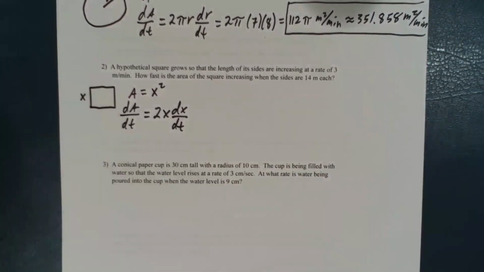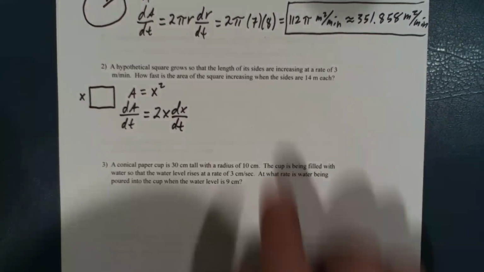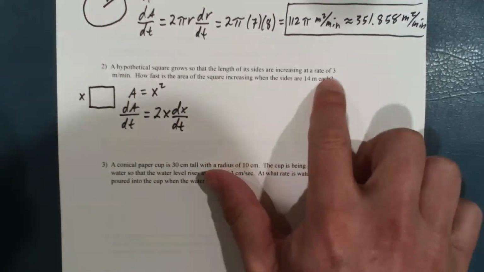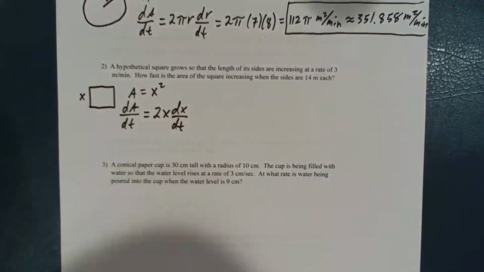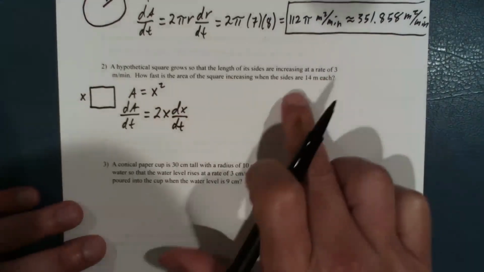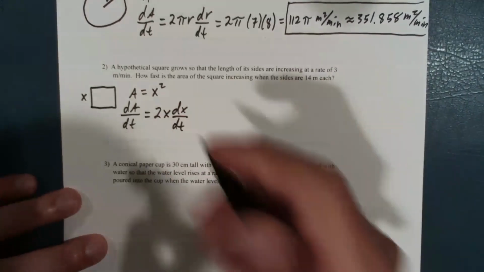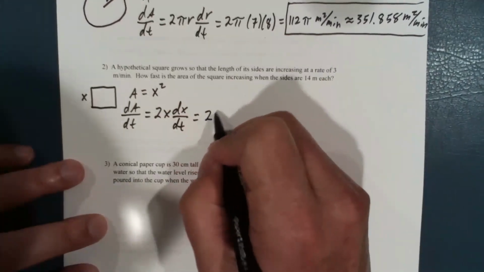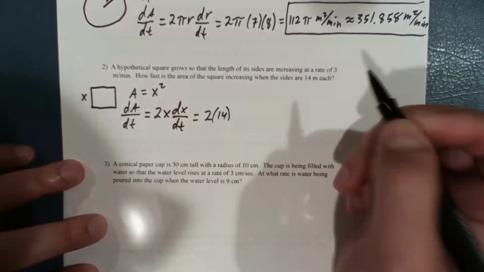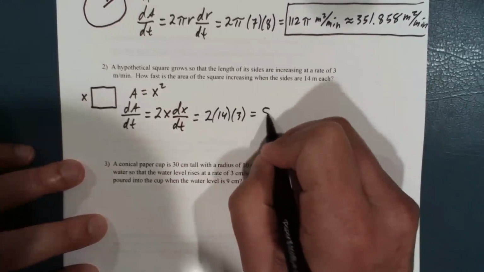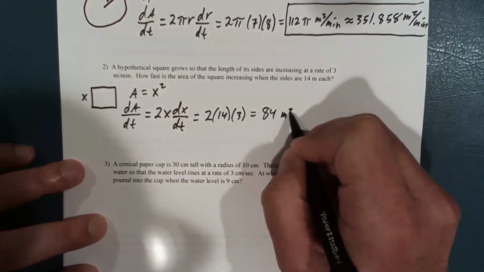dx dt is going to be the rate at which each of the sides are increasing. And they tell us that. They say the length of the sides are increasing at a rate of 3 meters per minute. And they want to know how fast it's changing when one of the sides hits 14 meters. So we're going to go 2 times 14 times 3. And that's going to give us 84 square meters per minute.